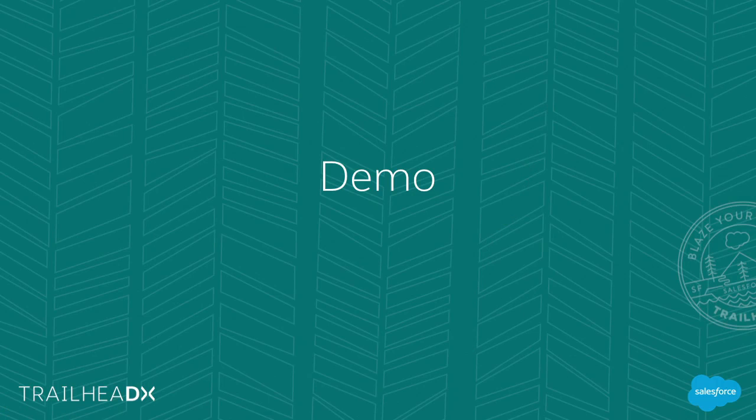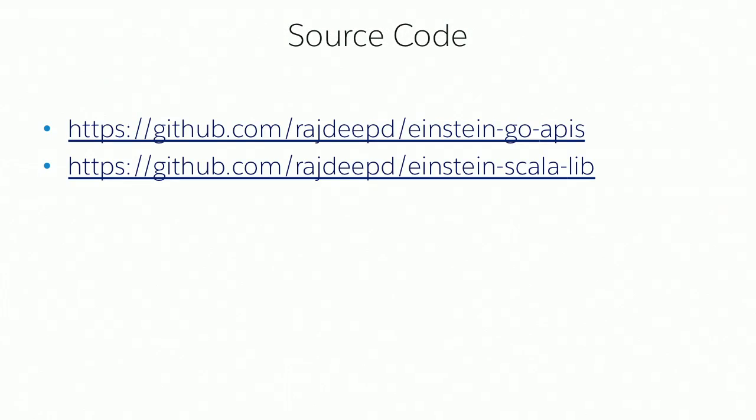So let's go to the last few slides. If you want to use these libraries, you can go to these URLs and either clone the library or fork it, modify it, and use it whatever way you want to. In addition to Scala and Golang, we have other wrappers available as well. We have wrappers for Apex, for Java, and I think also for Swift.